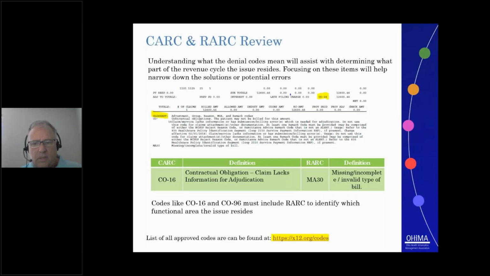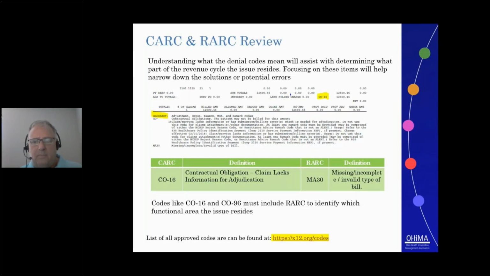In this example, the claim was denied for CARC 16. The CO indicates it is a contractual adjustment, and the 16 is defined as a claim that lacks information for adjudication. This is a vague denial code, so it normally would be associated with another CARC or an RARC to help better understand the reason. In this case, the RARC tells us that the claim was invalid or incomplete.